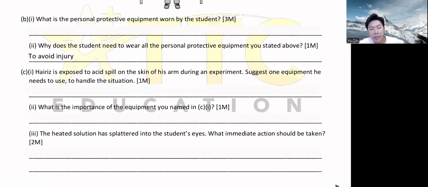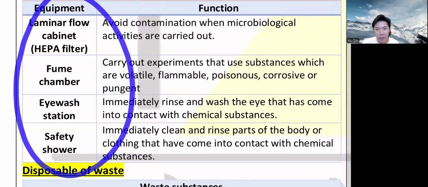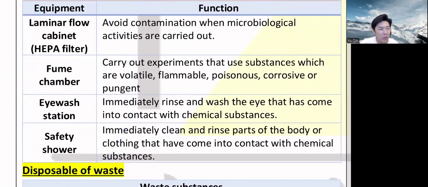Okay, Harris is exposed to acid spill on the skin of his arm during experiments. So suggest one equipment that he needs to use to handle it. Acid spilled on his hand. Equipment to be used, I think equipment means this one. If you look into this, what equipment is likely to be used when you get acid on you? You wouldn't go to the fume chamber to absorb away the fumes, right? When you get chemicals or acid on you, you want to quickly rinse it away. So the best equipment from what we learned here should be the safety shower. The safety shower flushes away all the chemicals straight away.